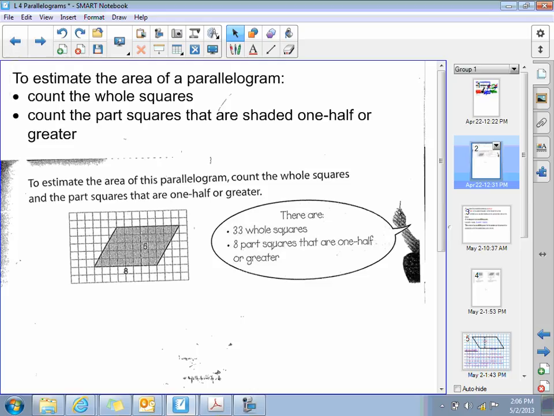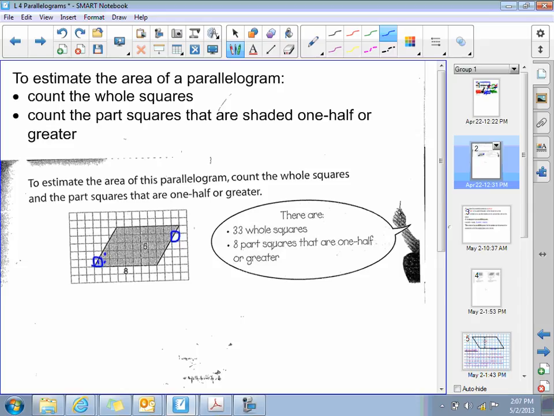We're going to talk about area of a parallelogram. I'm going to ask you to estimate the area of a parallelogram. And the way I'm going to do that is I'm going to count the whole squares as well as the squares that are shaded 1/2 or greater. So for instance, the square at the bottom left-hand corner is more than half shaded, so I would count that in my estimation. This square on the far right-hand side, I would not count in my estimation because it's not shaded 1/2 or greater. So let's count them.